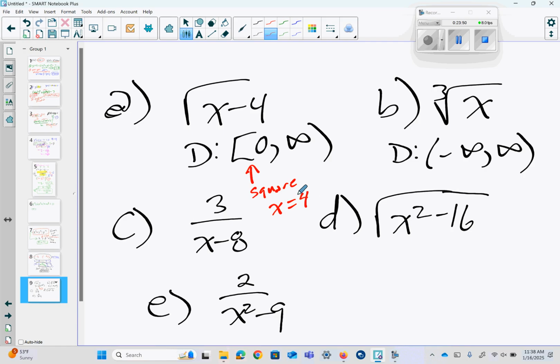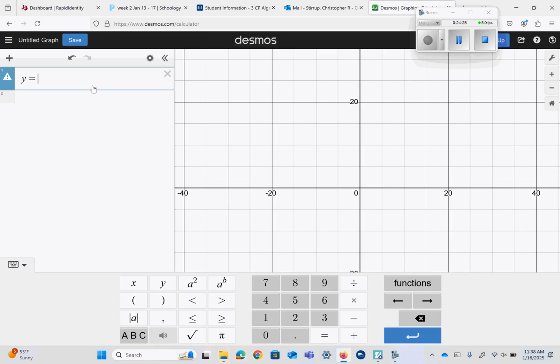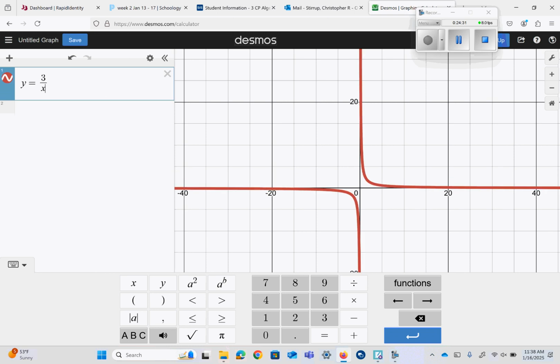Okay? Anyone know on number C what's the only number that we can't plug in to make work? And why? -8. Close. What makes it 0 on the bottom? Positive 8, yeah. So positive 8 is the only number that wouldn't work because you're dividing by 0. Because 8 minus 8 is 0, so 3 divided by 0 is an undefined term. So if you look at this one on Desmos, Desmos will handle it really nicely. So y equals 3 over x minus 8. So 3 divided by, and then x minus 8 on bottom.